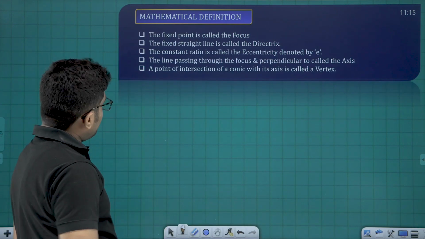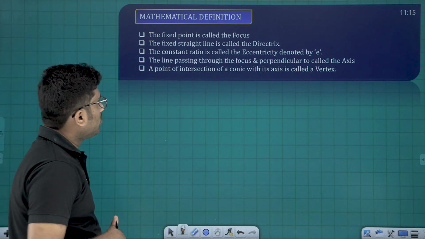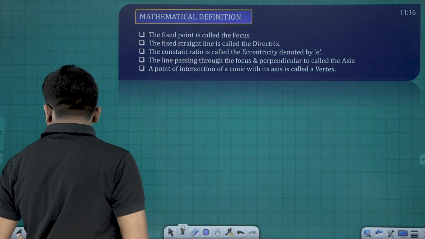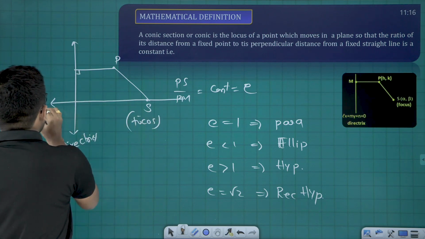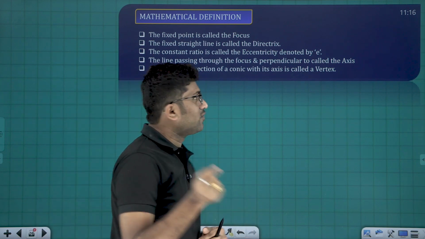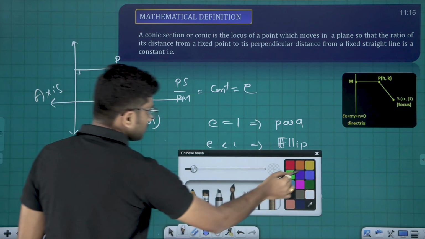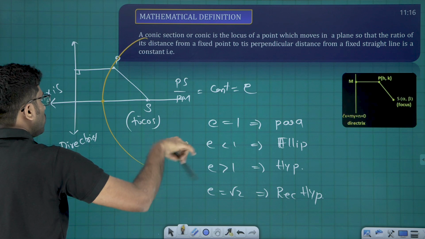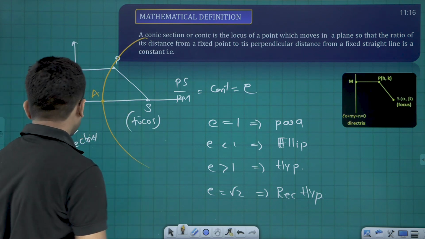So the fixed point is called focus, the fixed straight line is directrix, and the constant ratio is called eccentricity, denoted by e. See friends, the line passing through the focus and perpendicular to the directrix is called the axis of the conic section. Next, the point of intersection of the conic and its axis is called the vertex. Suppose a conic is passing like this, then the point of intersection of conic and axis is the vertex. Generally we denote the vertex with capital A.